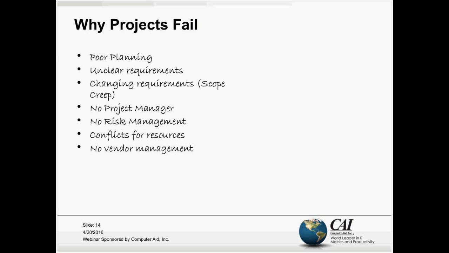That kind of goes back to the clear requirements in the scope. If we can't define the scope very well, it's pretty difficult to really understand what changes are and when a change occurs.